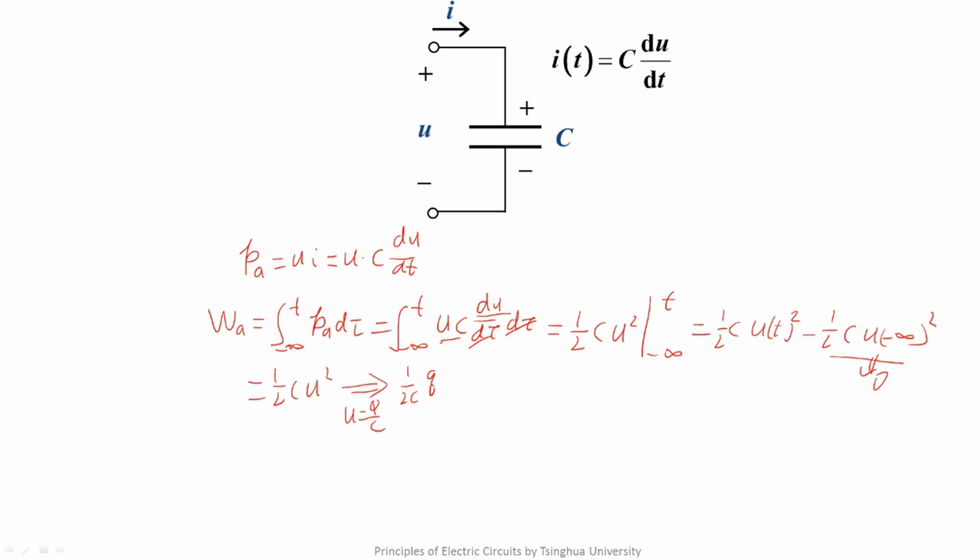If substituting u equals q over C, it can also be equal to this part. The value is always no less than 0. With this equation, we further specify that the energy change of the capacitor from moment t0 to t is equal to this.